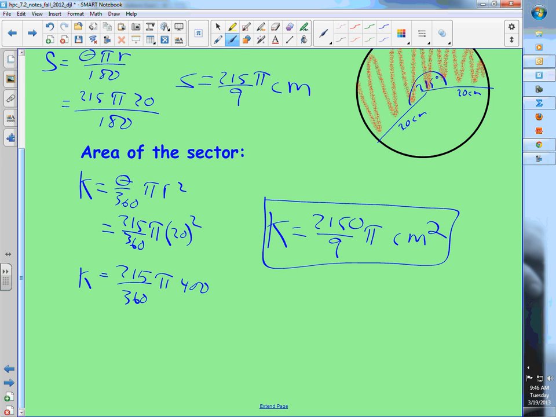Is everybody following those formulas here? Sectors and arc lengths are fractions of circumference and area. Sector area and arc length are fractions of the whole circle, of the area or circumference formula.